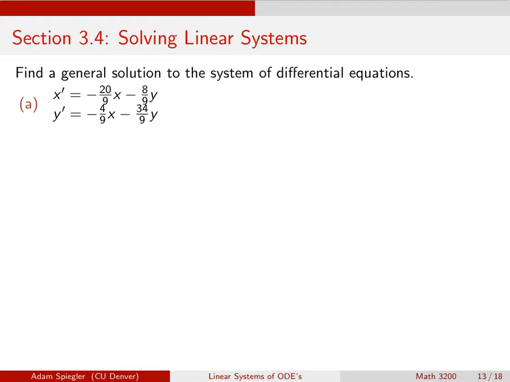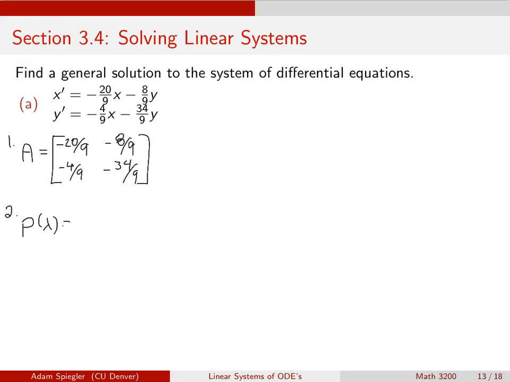So step one would be to set up our matrix A of coefficients when we write this in matrix form. So our matrix A would be the minus 20 ninths, minus 8 ninths on the top row, getting the coefficients for x prime, and on the bottom row we pull off the coefficients for y prime, which were minus 4 ninths and minus 34 ninths. And then our next step is to find the characteristic polynomial for this matrix.